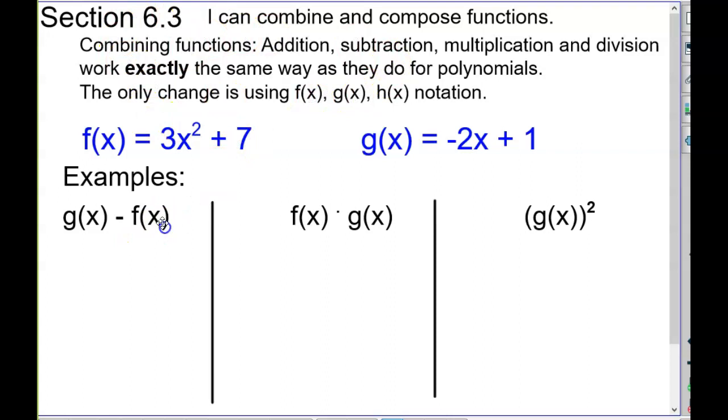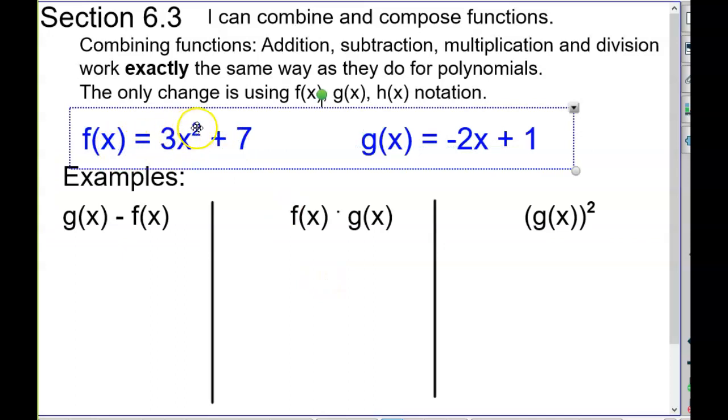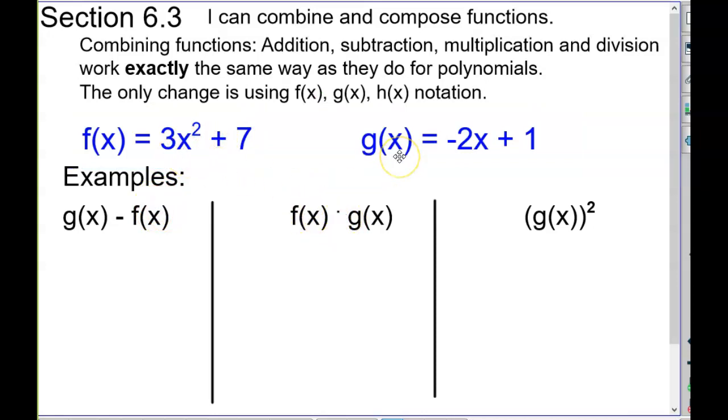What I'd like you to do is try these 3 problems. If I tell you that f of x is the equation 3x squared plus 7, and g of x is the equation negative 2x plus 1, I would like you to find the difference. I'd like you to find g minus f. And then I'd like you to find the product, f times g. And then I'd like you to find the square of g, g squared. So we just haven't done a lot with this idea of combining functions, and we did the actual addition, subtraction of all this.